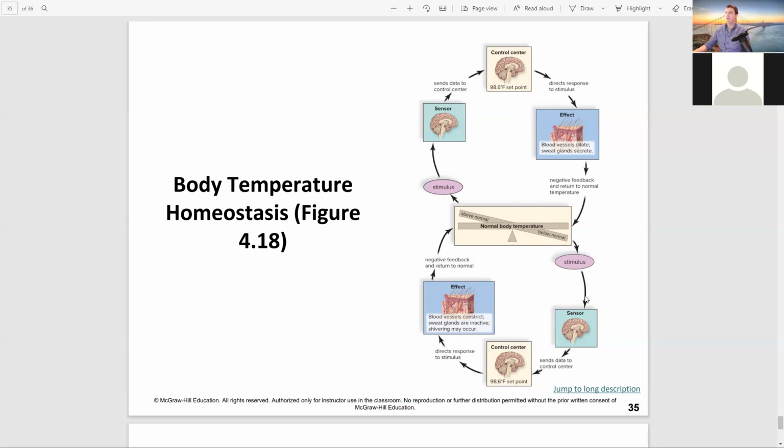And in contrast, on the other hand, if it's too cold, it's the same sensor in the brain, and it sends data to the control center. Again, you want to be at that 98.6. And this directs a response to the stimulus, which will constrict the blood vessels, inactivate the sweat glands, and then shivering may occur. And this would be negative feedback to normal body temperature.